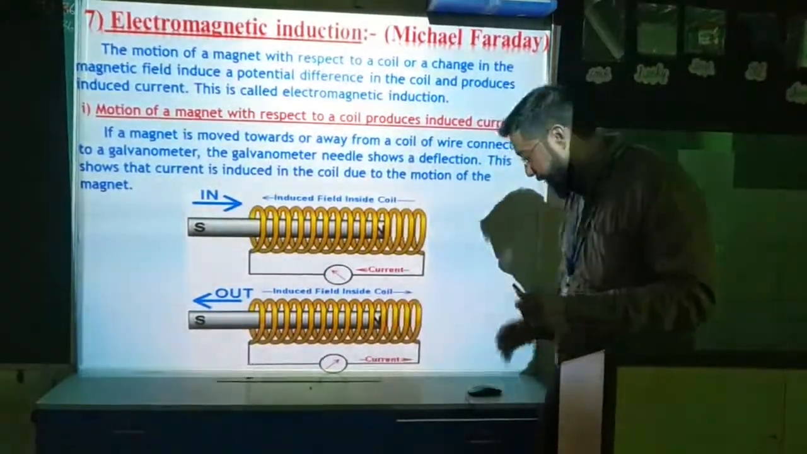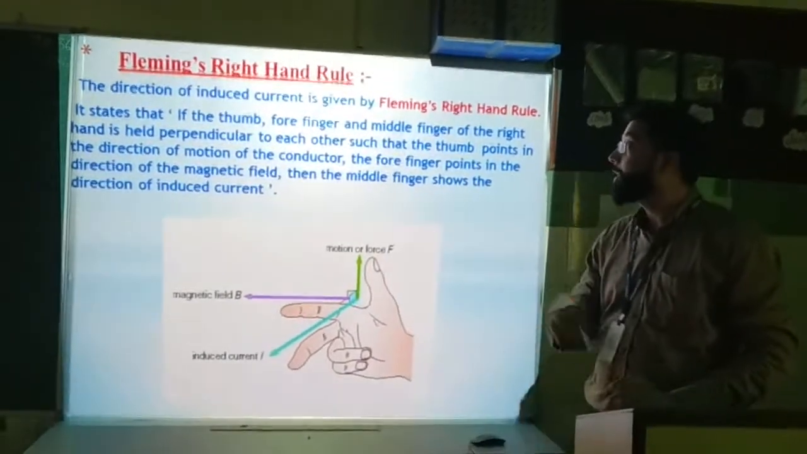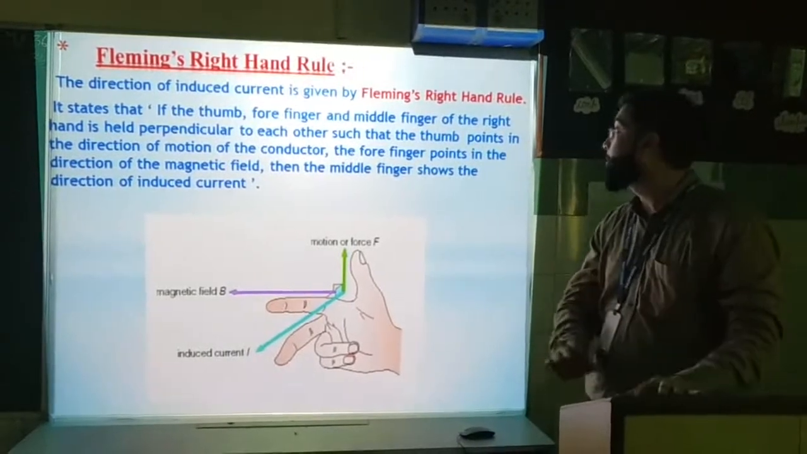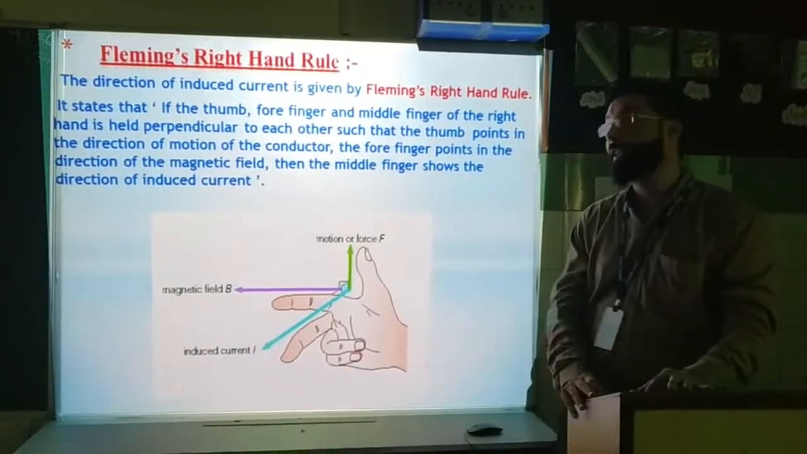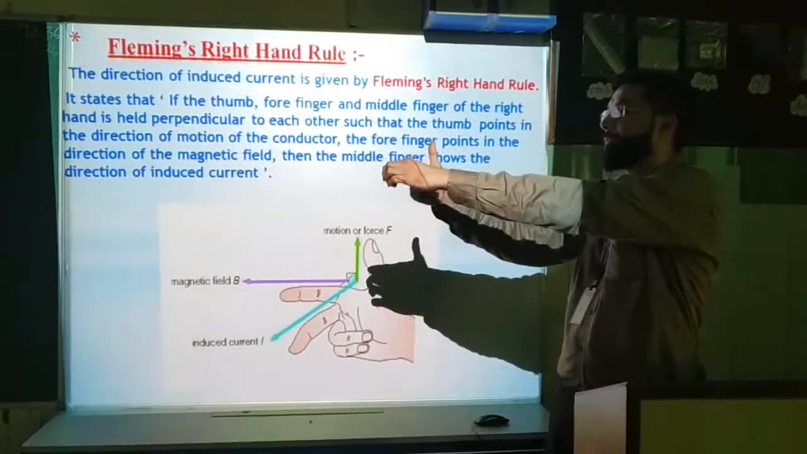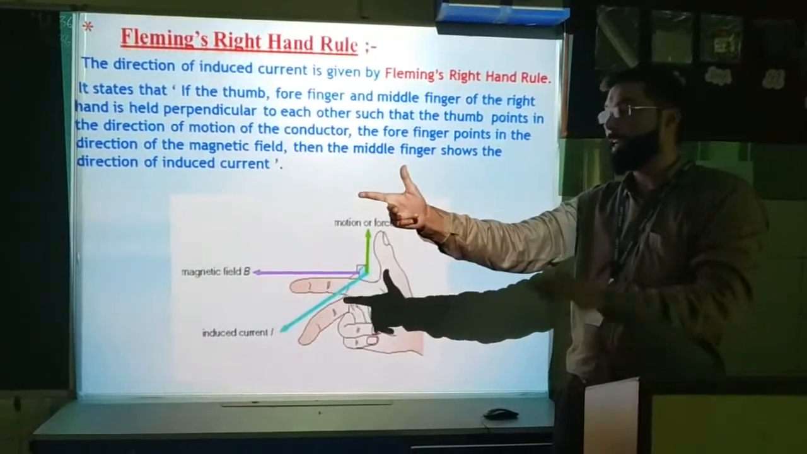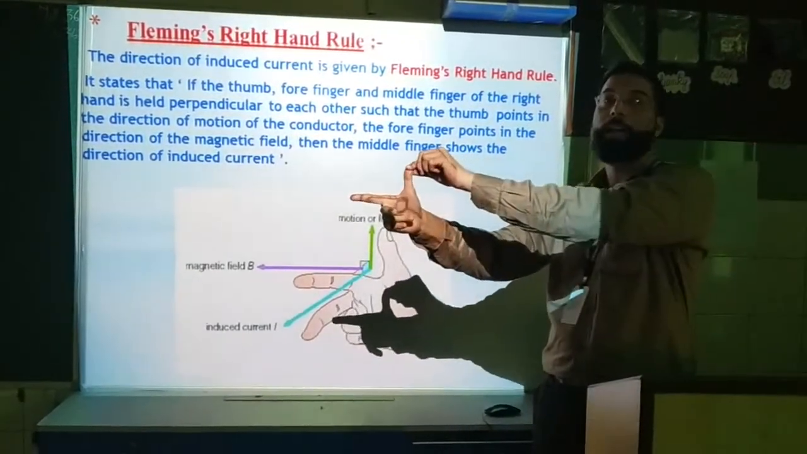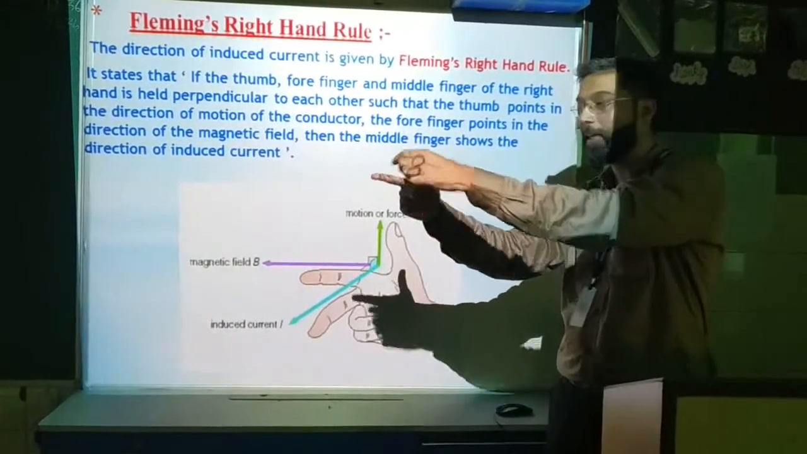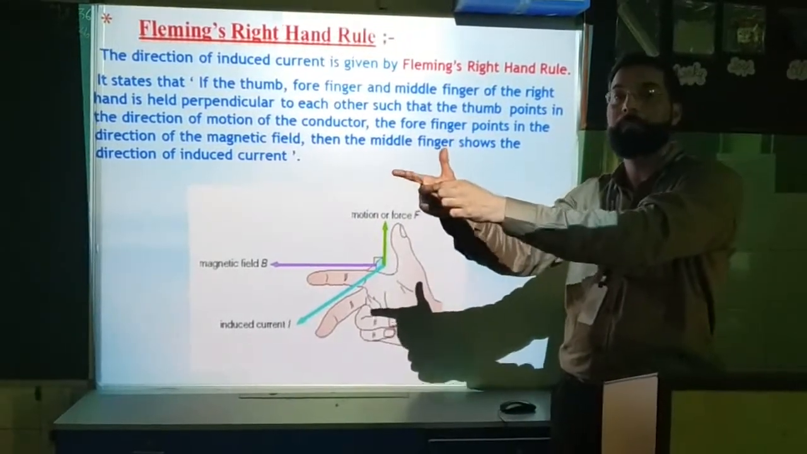Next is Fleming's right hand rule. The direction of induced current is given by Fleming's right hand rule. Now what is Fleming's right hand rule? Stretch your right hand such that thumb, first finger and central finger are perpendicular to each other. Then the thumb shows the direction of motion, the first finger shows the direction of magnetic field, and the central finger shows the direction of induced current produced in the coil.